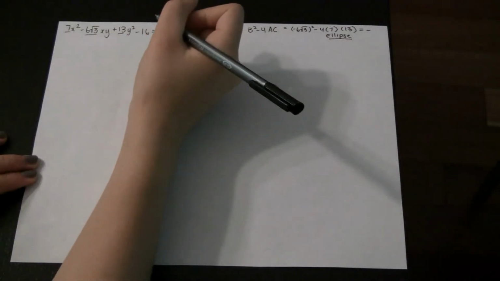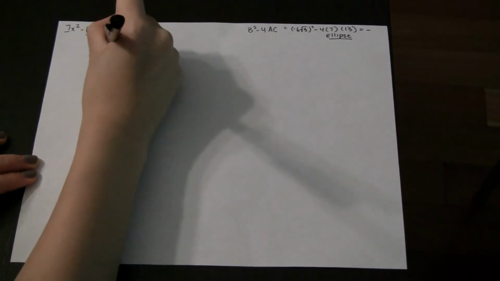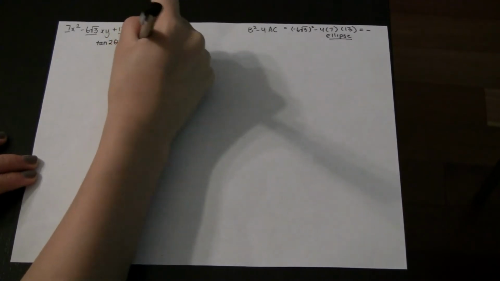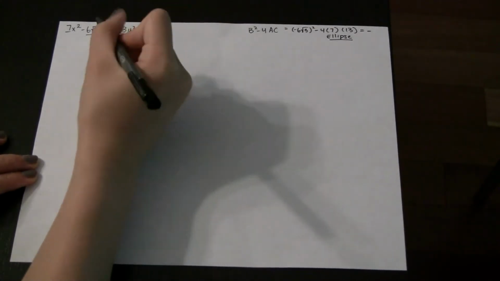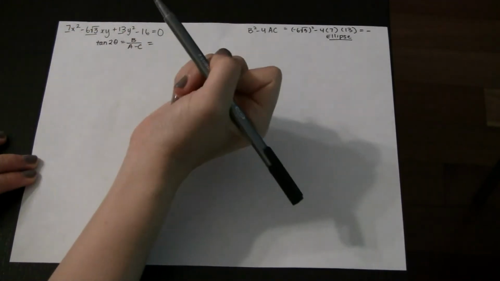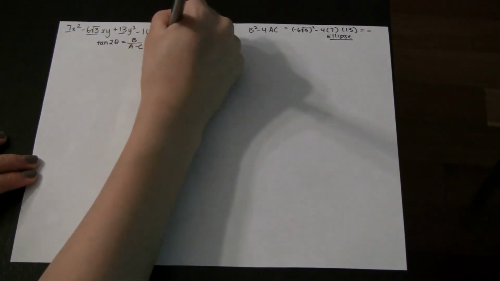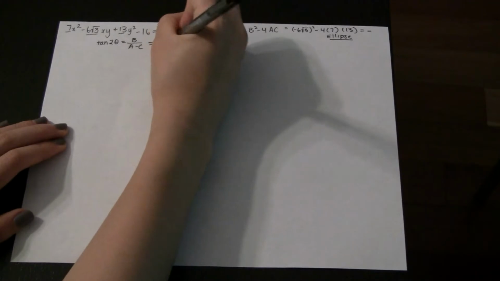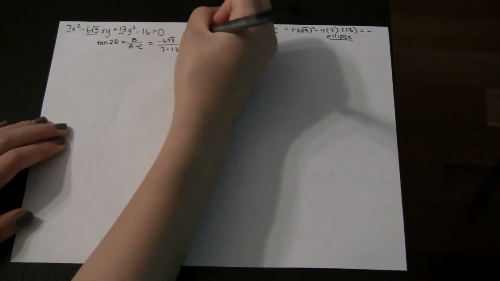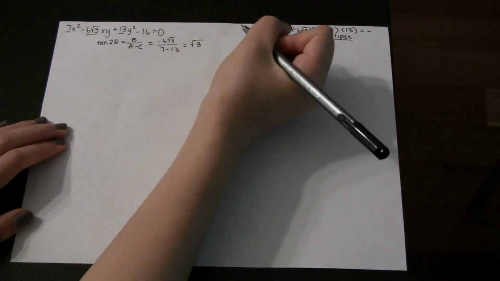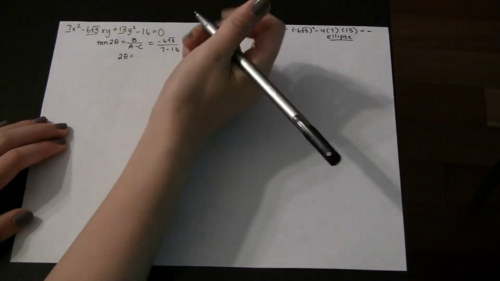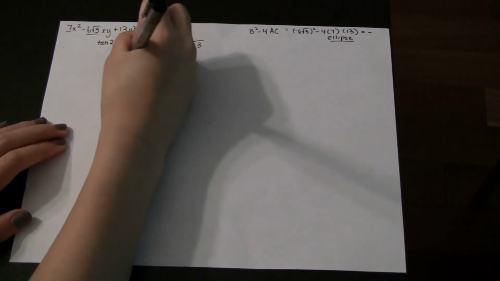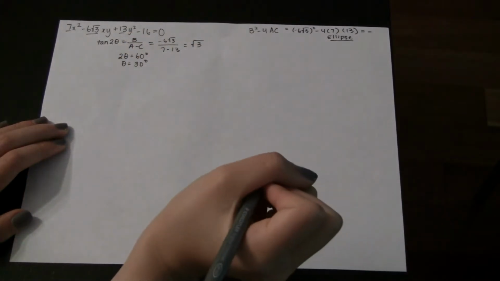Then we need to find the angle of rotation, which is tan 2 theta, which is equal to b over a minus c. And like I said before, this is b, this is a, and this is c. So we just have to do that. So negative 6 square root of 3 over 7 minus 13. That would give us square root of 3. So we know that 2 theta, using our trig, is equal to 60 degrees, or theta would equal 30 degrees. That would be our angle of rotation.